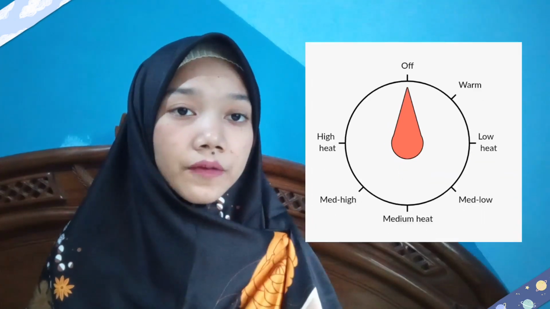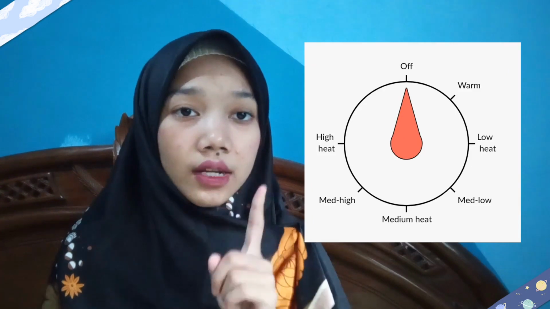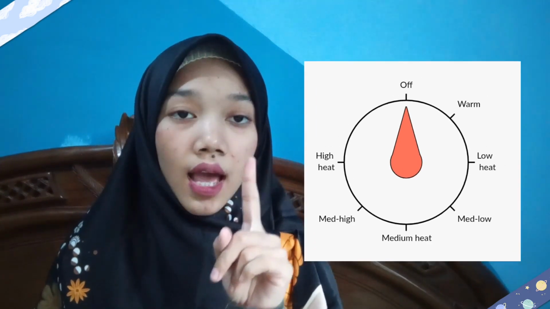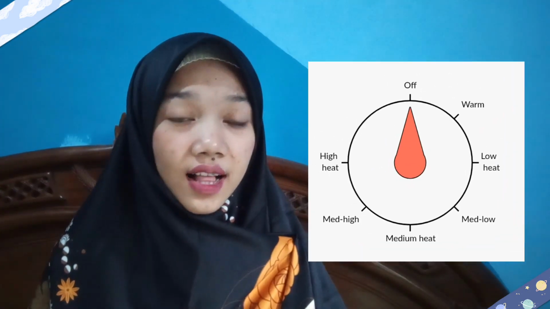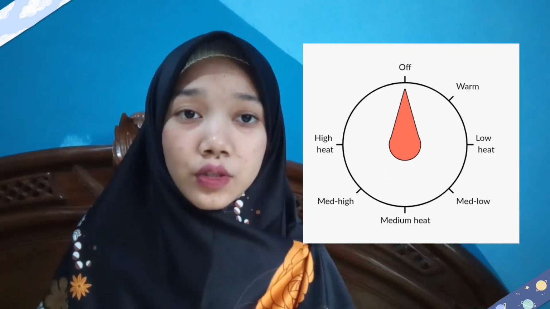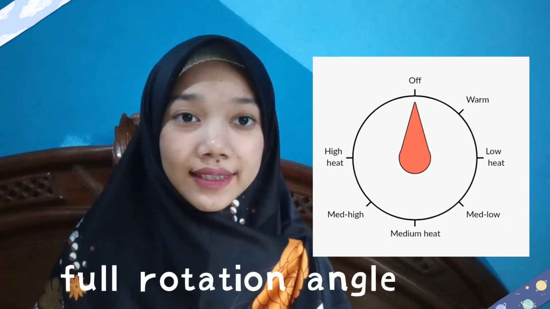Let's see the stove dial. The stove dial is a circle, right? A circle is formed by two lines, where one of them turns a full rotation and coincides with the other. So we can say a circle has an angle, and the angle is exactly equal to 360 degrees. We call it a full rotation angle.